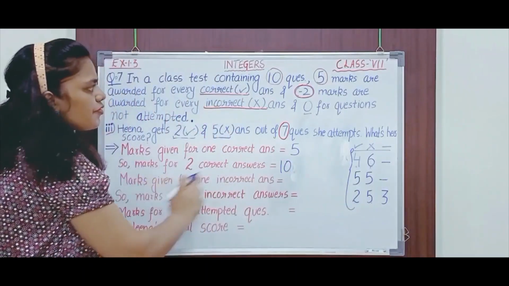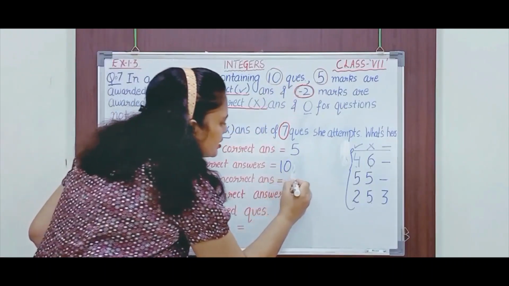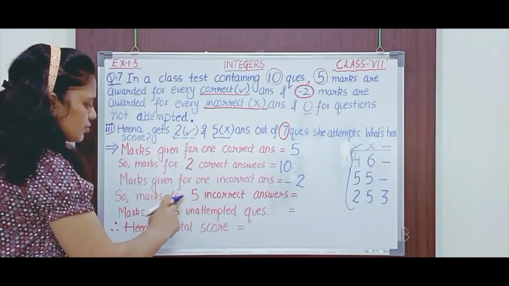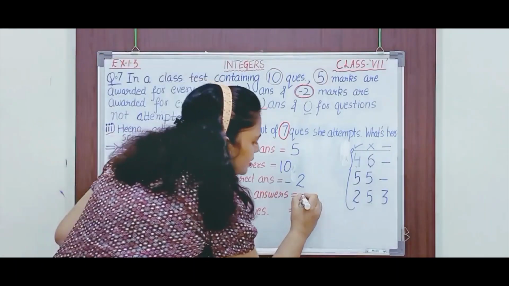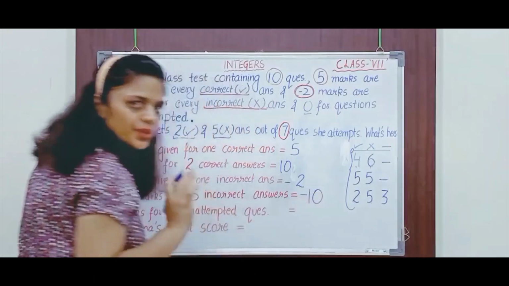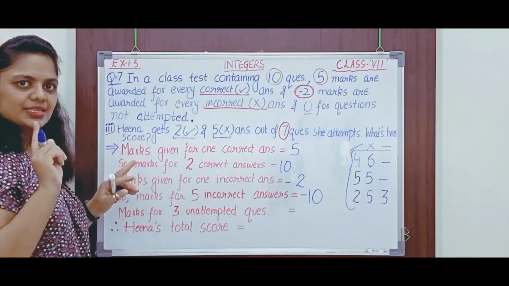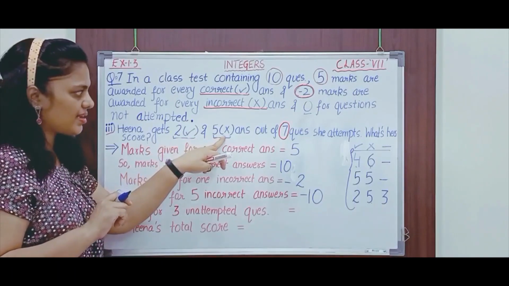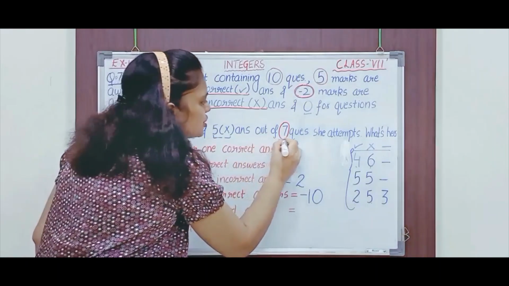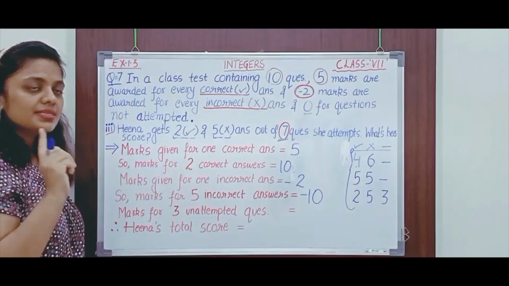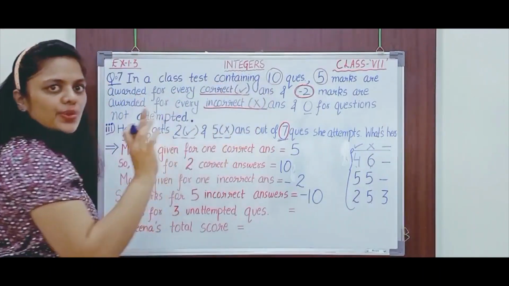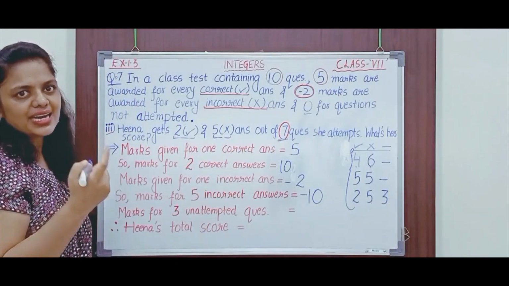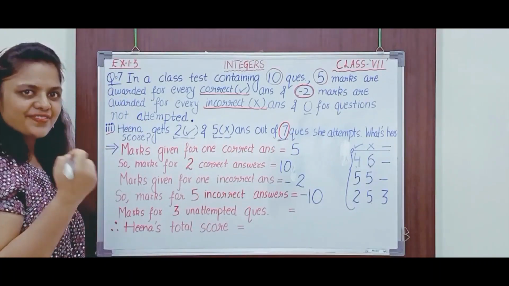Okay. Marks given for 1 incorrect answer is already being given in the question as minus 2. And since Hina got 5 incorrect answers, marks for 5 incorrect answers would be 5 into minus 2, which is minus 10. Alright. Now, here there is a twist, which is since she gets 2 correct and 5 incorrect answers out of 7 questions she attempts. Since the class test contained 10 questions and she attempted only 7, that means 3 are left unattempted. Why? 10 minus 7 is 3.